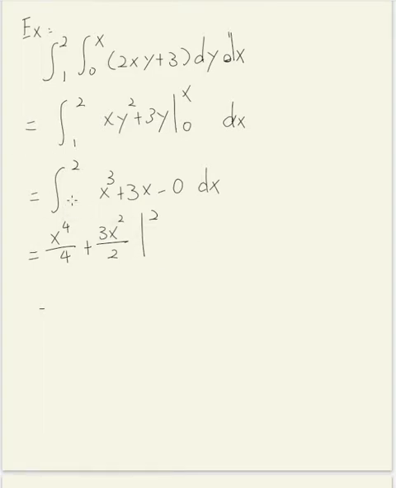That was a mistake. So evaluated from 1 to 2. Plug in 2, we get 2 to the fourth is 16. So that's 4. And then plus 3 times 4 divided by 2. That's 6. Then minus 1 over 4 minus 3 over 2. And that's 10 minus 3 over 2 is 6 over 4, therefore minus 7 over 4. And the answer is 33 over 4.